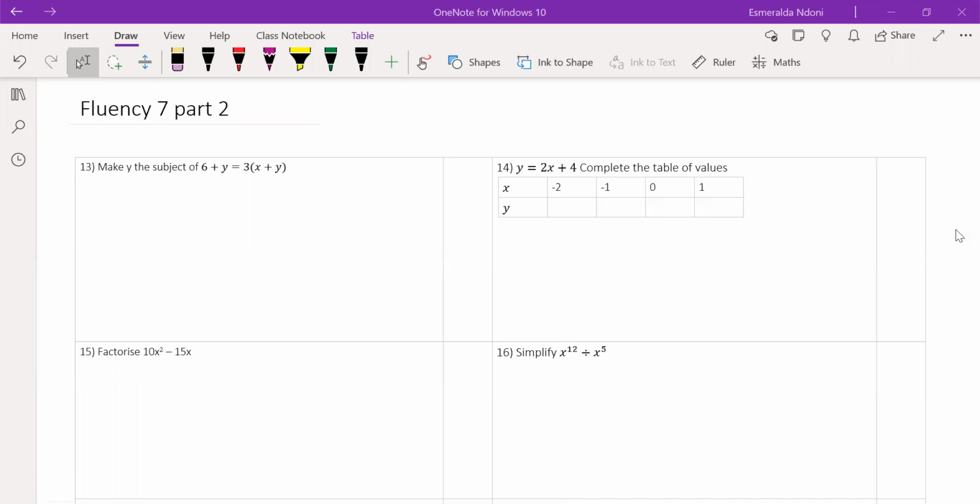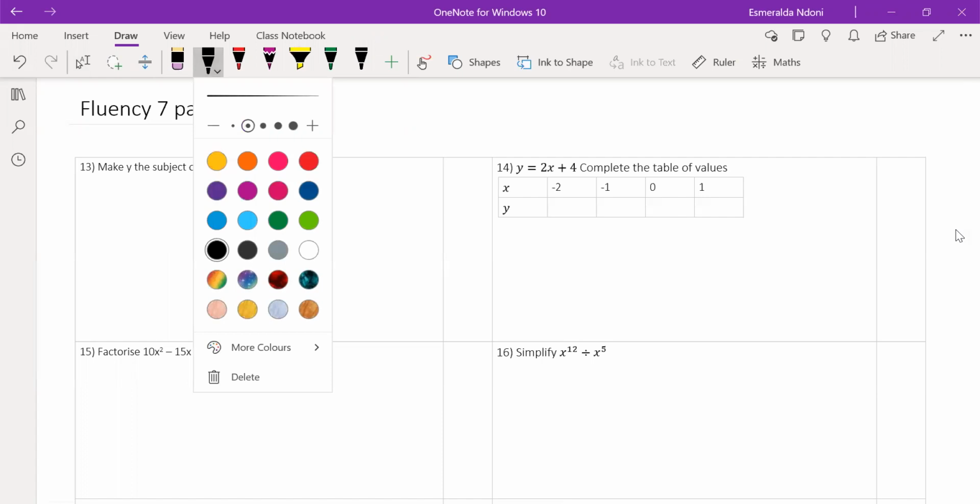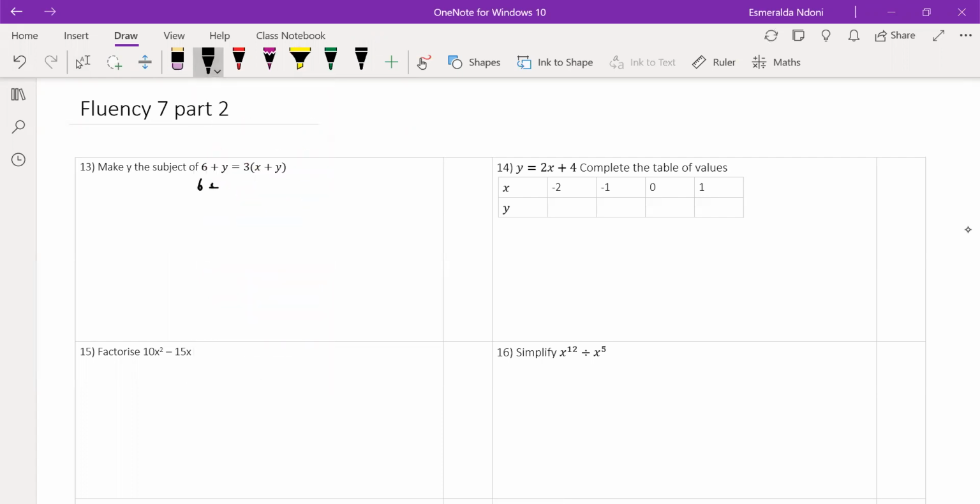Question 13. Make y the subject. We can see that our subject is inside the brackets, so we need to expand first, because to make the subject means to get y on its own. So first step is to get y on its own. We leave the left part as it is, and we expand the brackets on the right-hand side.